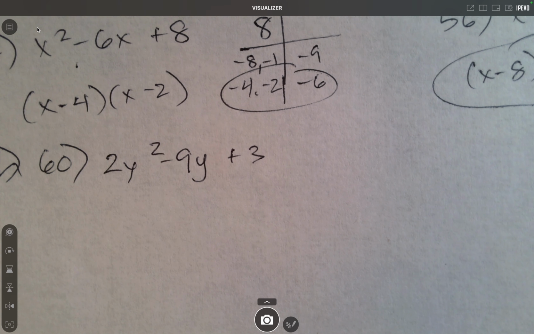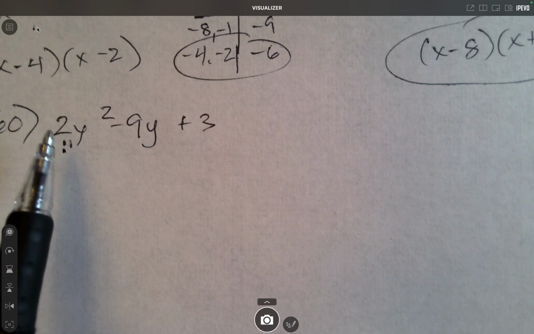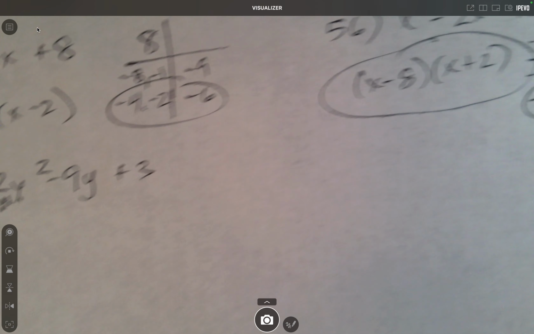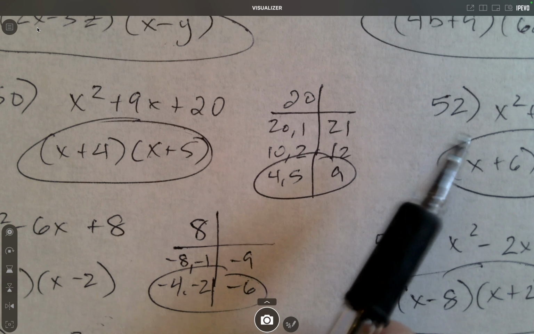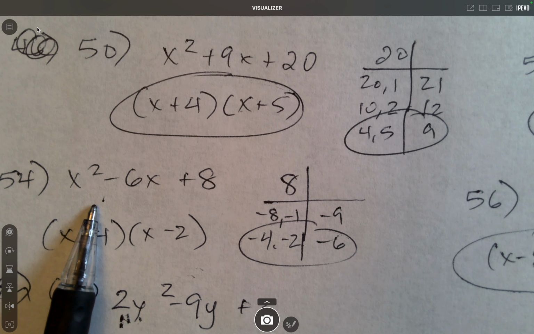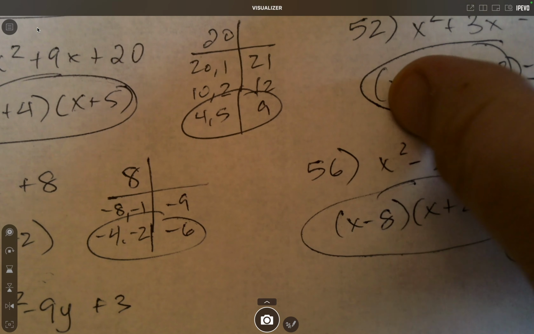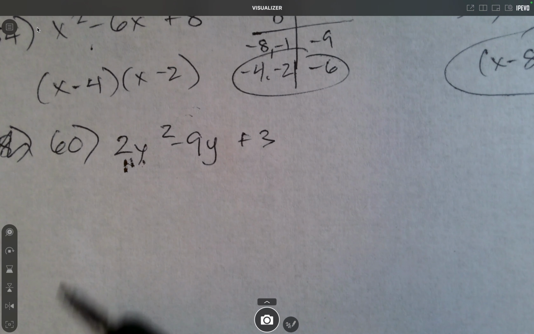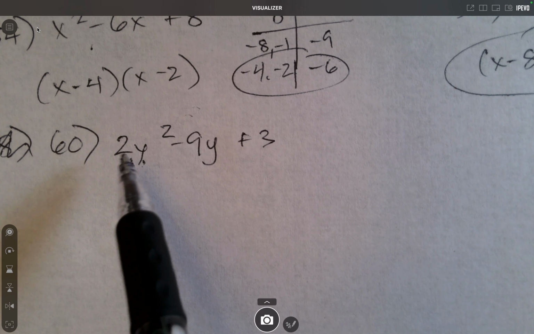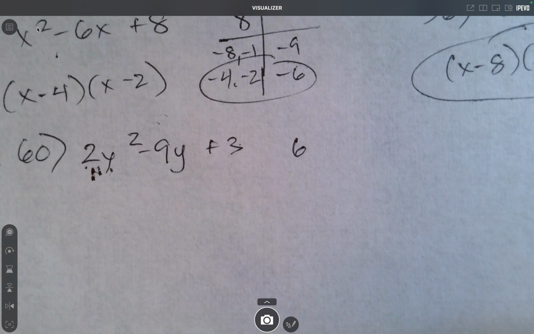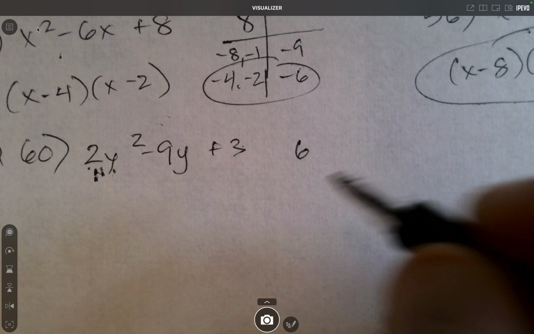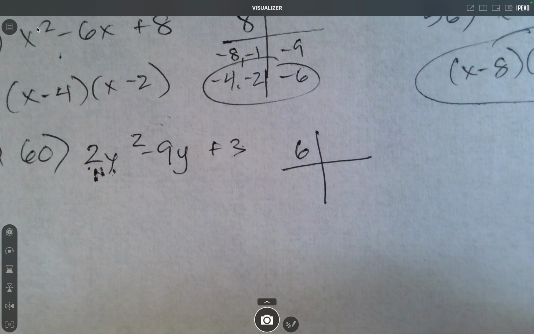So there's nothing all these have in common, so we can just keep moving along. So this is where there's a number in front of the squared, because if you look at every one I've done so far that was a quadratic trinomial, it was just x squared, just x squared, just x squared. But then those dirty math teachers, they put a 2 in front. So we've got to do 2 times 3, which is 6. So we want to find out what will multiply to be 6 and add up to negative 9.